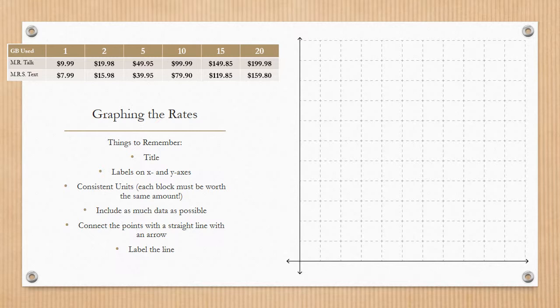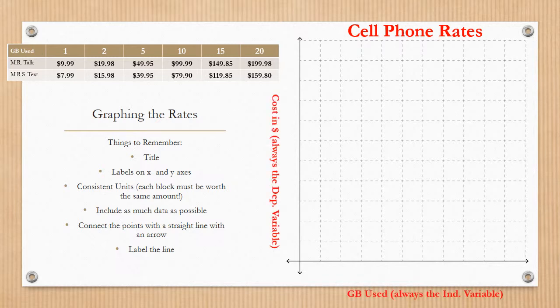First thing is all graphs need a title. In this case, a good title might be cell phone rates. Second thing, we need to put labels on our x and y axes. So you should remember that the x-axis is always the independent variable. The y-axis is always the dependent variable. So in this case, my independent variable was gigabytes used on the x, or the left and right bottom axis. And the cost in dollars was my dependent variable that goes on the up and down, or y-axis.